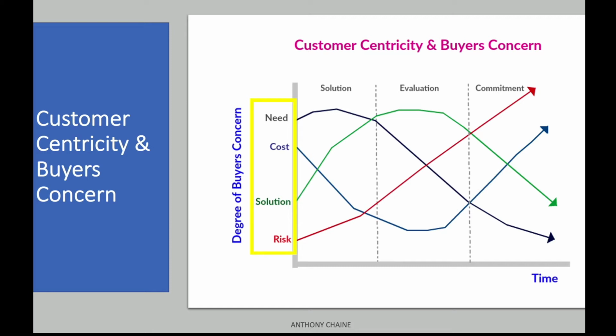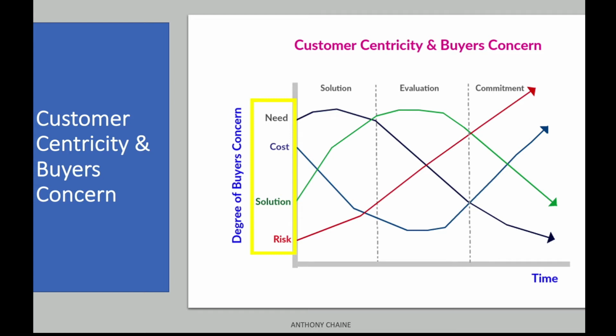But let's examine buyer concern and the customer thinking process. That's what the chart really explains. Let's assume we want to buy a home. In terms of need, initially you want to get out of the rental home you are in right now, maybe because you want to get married or start a family. That's a need. Solution is what type of home you're looking for. Cost is what type of house you can potentially afford. As for risk, during your initial search, risk is not really a factor. You don't think about it. You just want a home and you will figure it out as you go.